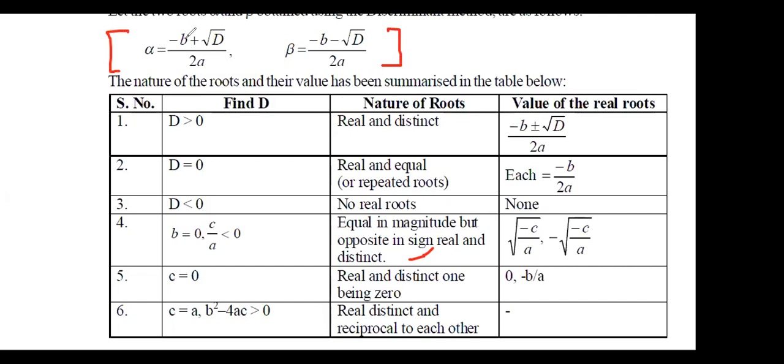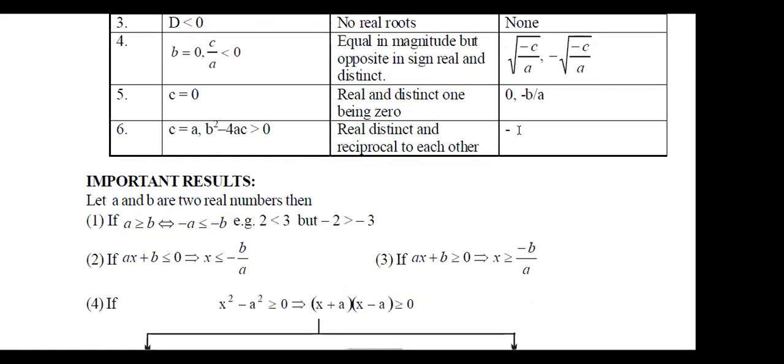If B is equal to 0, so what will you get? Tell me, B is equal to 0. So it will be root of B square minus 4AC, which is 0, right? Got it? And C by A is less than 0, which means C into A is definitely less than 0. So this will be positive. So 2A by 2A will get cancelled. So the roots will be this. Because C by A is negative, it will be plus root of minus C by A and minus root of minus C by A. Yes or no?